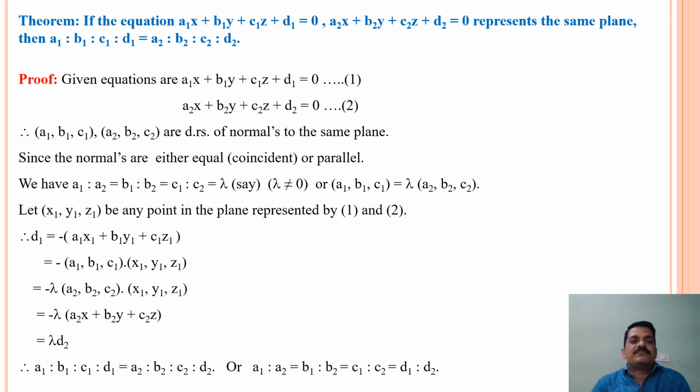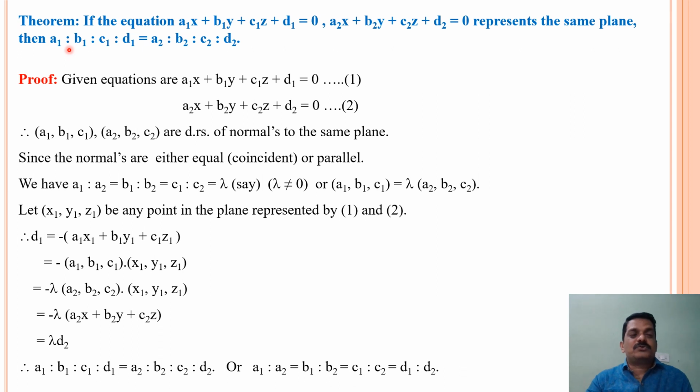Next, second one: if two plane equations of the form a1x plus b1y plus c1z plus d1 is equal to 0, and a2x plus b2y plus c2z plus d2 is equal to 0, represent the same plane, then a1 is to b1 is to c1 is to d1 is equal to a2 is to b2 is to c2 is to d2. Here we can observe a1 not equal to a2, b1 not equal to b2, c1 not equal to c2, d1 not equal to d2. So different constants are here, but these two equations represent the same plane.